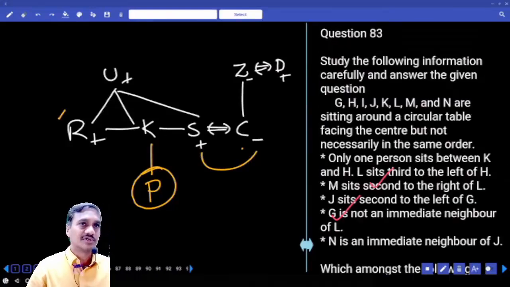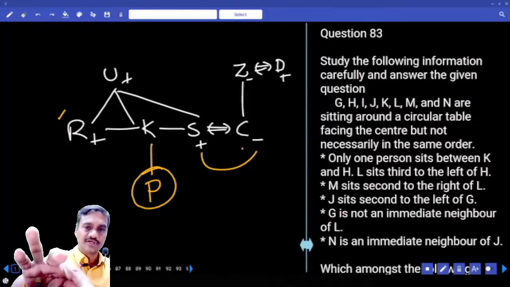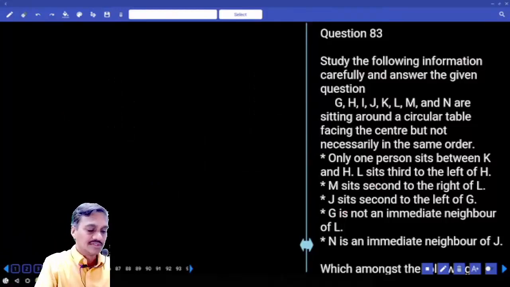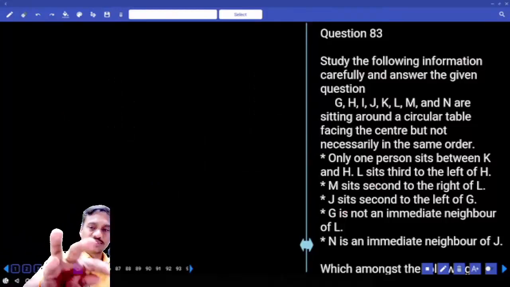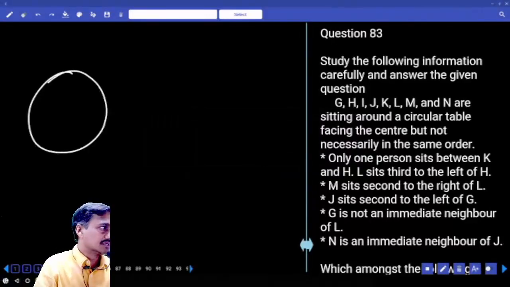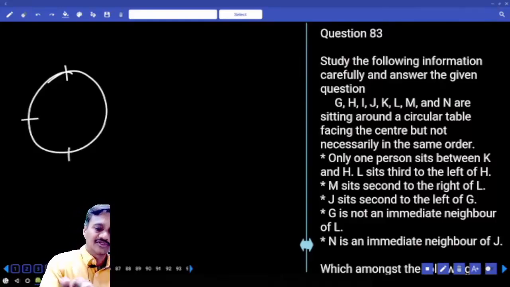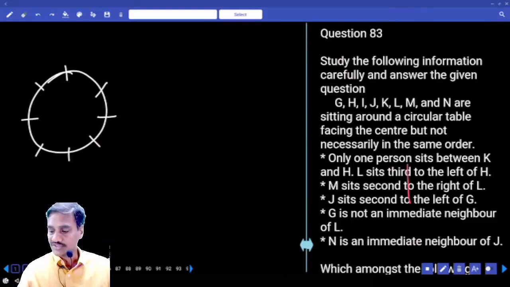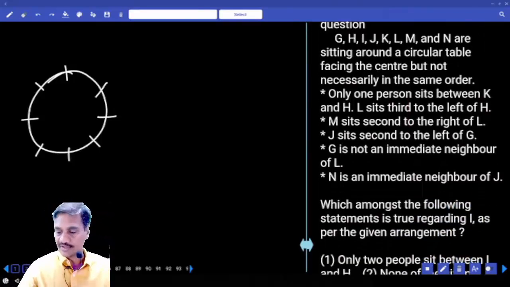Then 83 onwards. Now in this 83 onwards, what is the information we have? Circular table. How many persons are there? 8 persons seated around a circular table. And who are those 8 persons? G, H, I, J, K, L, M, N. They are seated around a circular table, and whatever the direction here, facing towards the center is clearly given.